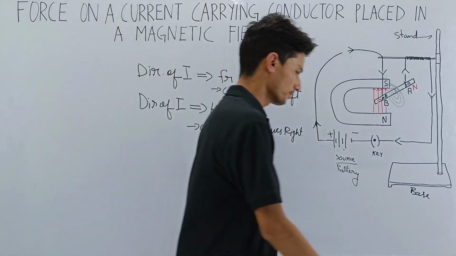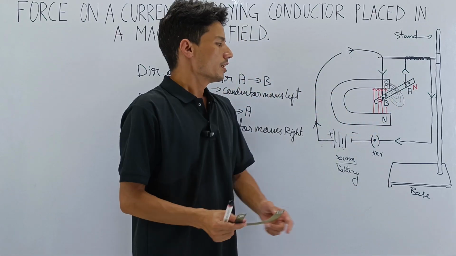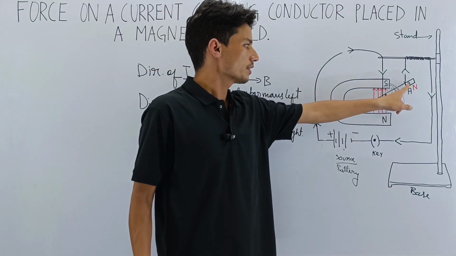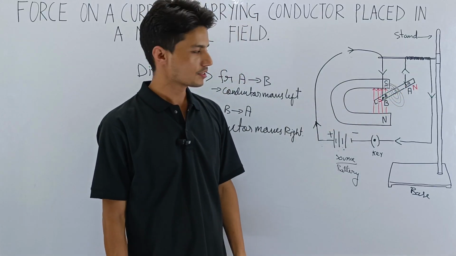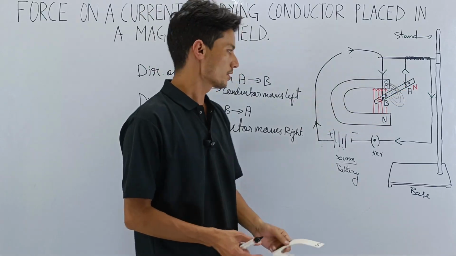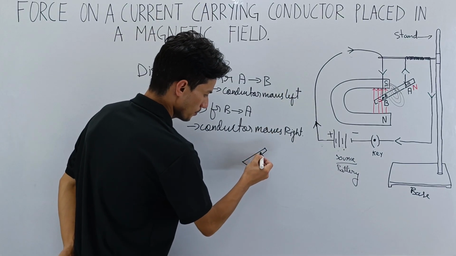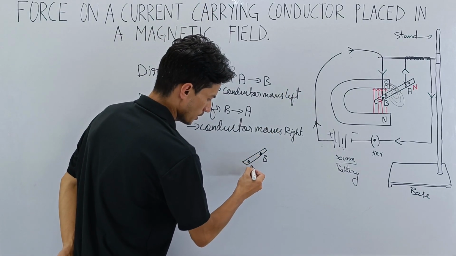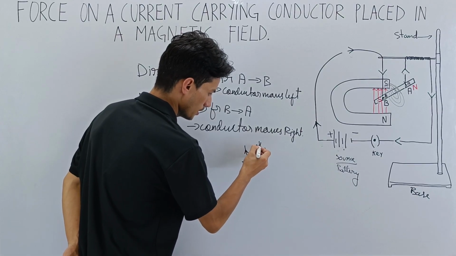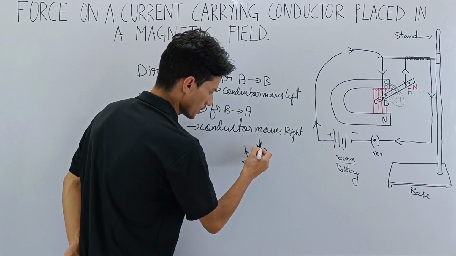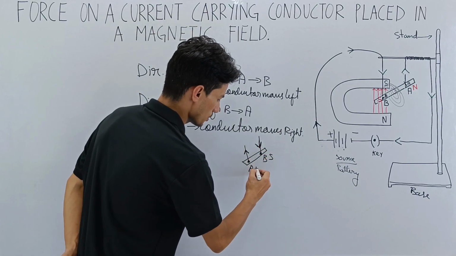Okay, so what we have learned here is that when the direction of flow of current changes, the magnetic field poles reverse. Previously current was entering from B to A. When current enters from B to A, this was south, this was north.